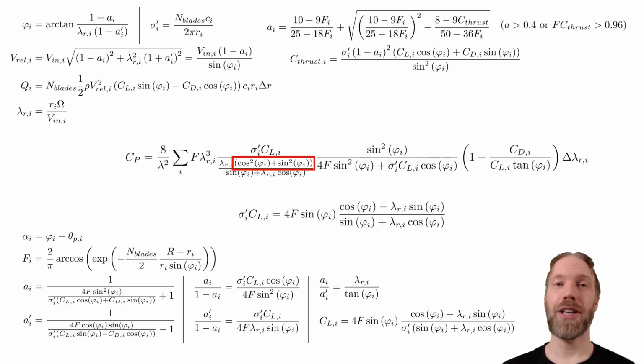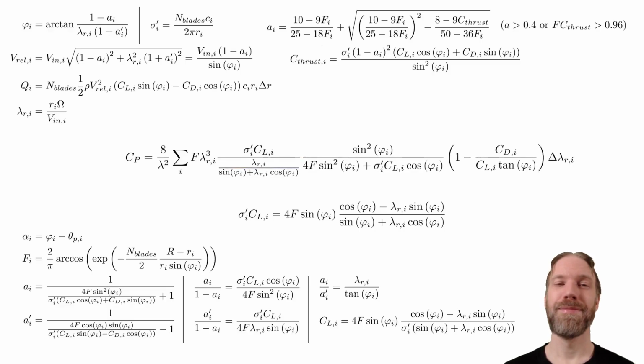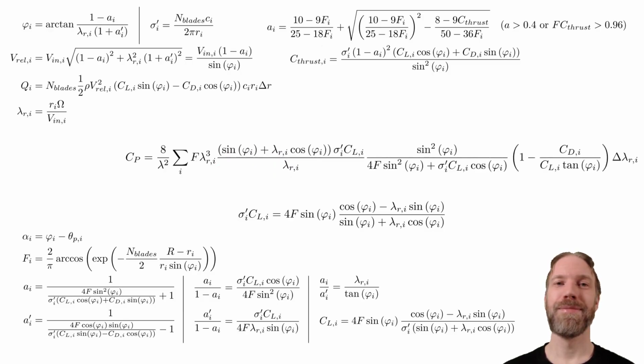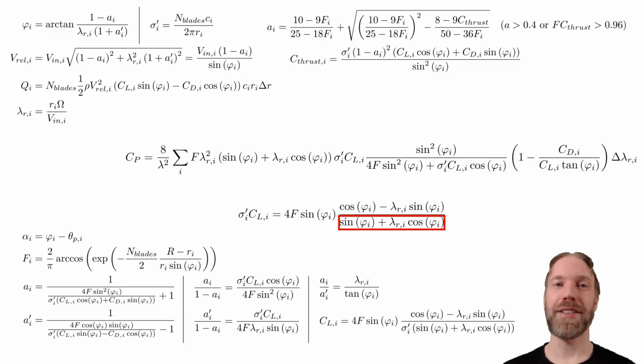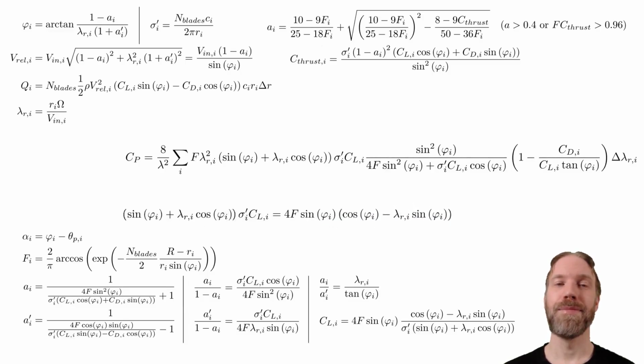We know from our trigonometric identities that sinus squared plus cosinus squared is 1. This can be moved to the denominator. We can cancel 1 lambda r. Now move this to the other side, which now has become equal to this expression. Insert it.